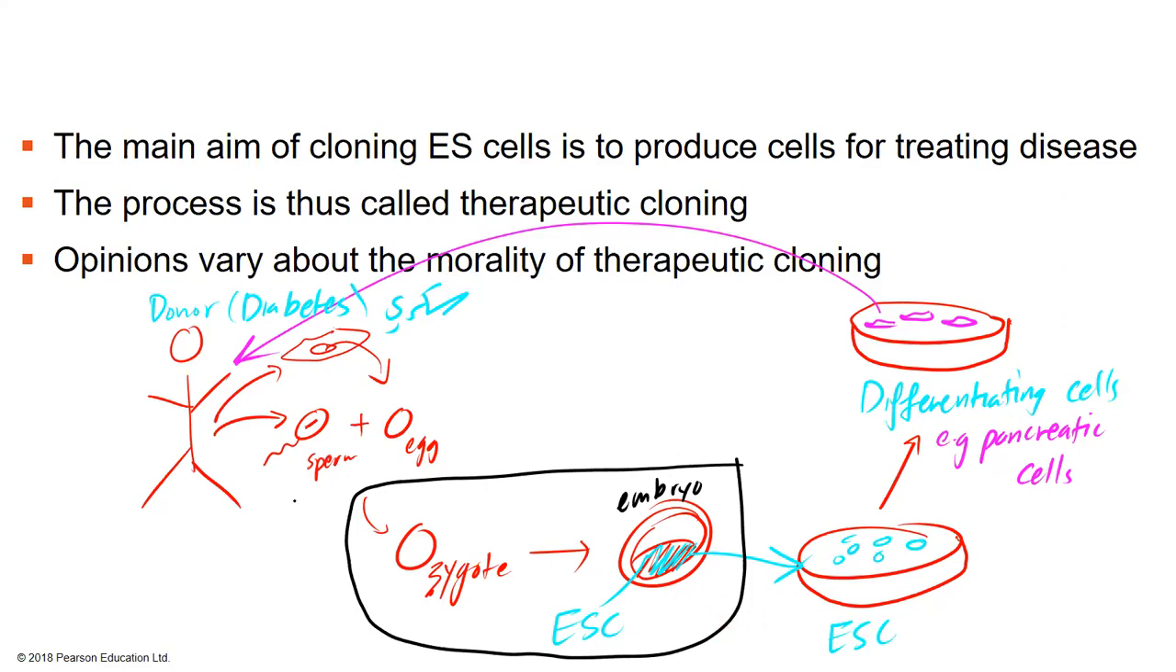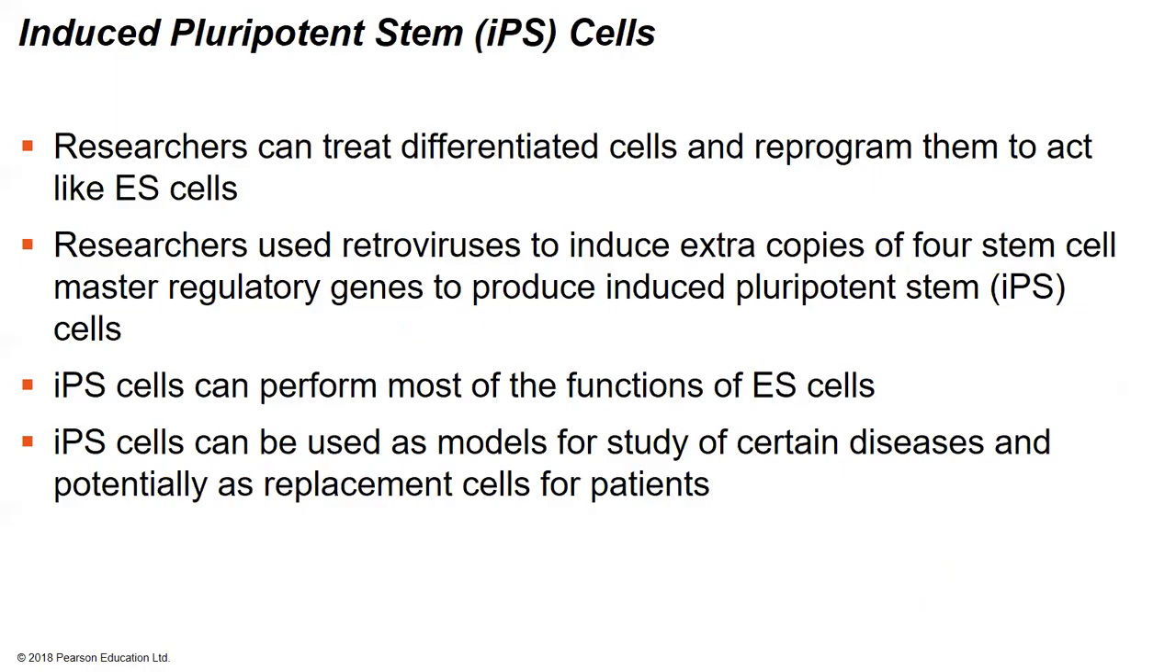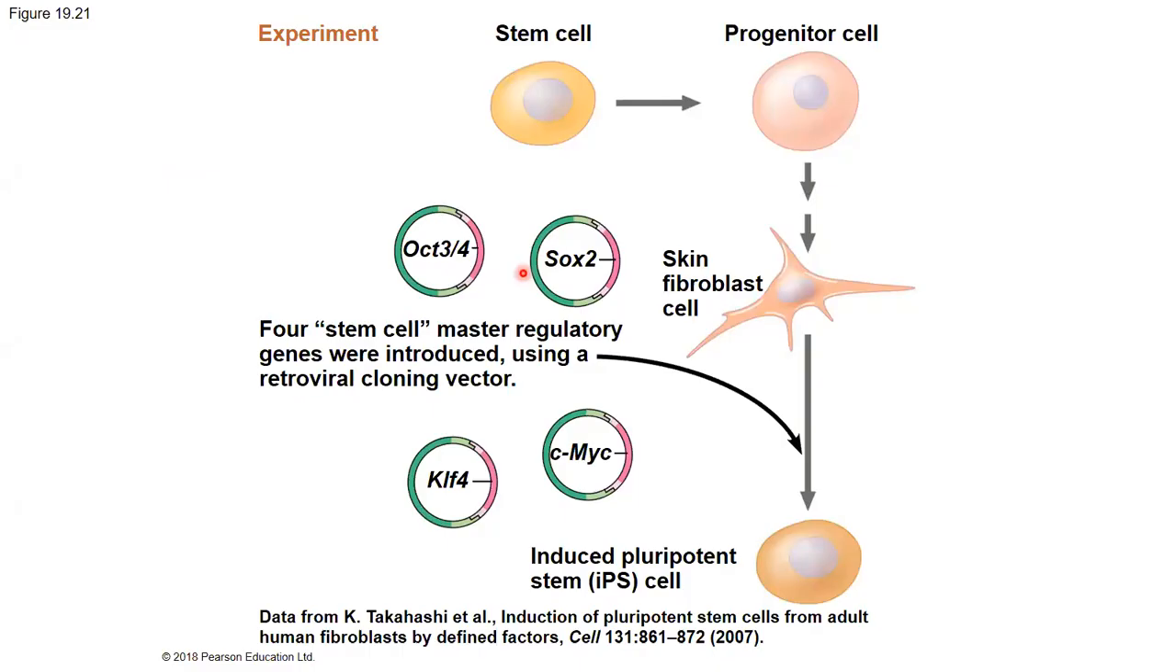But now, an alternative to the use of embryonic stem cells is to use adult stem cells or induced pluripotent stem cells. Okay. So induced pluripotent stem cells are basically somatic cells that could be treated. Okay. They could be reprogrammed, de-differentiated, so that they are converted into embryonic stem cells. Okay.